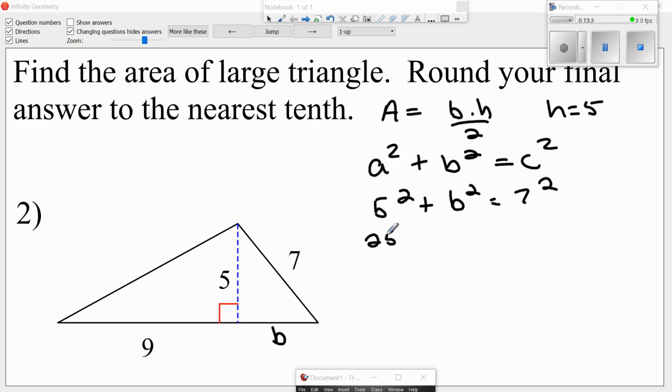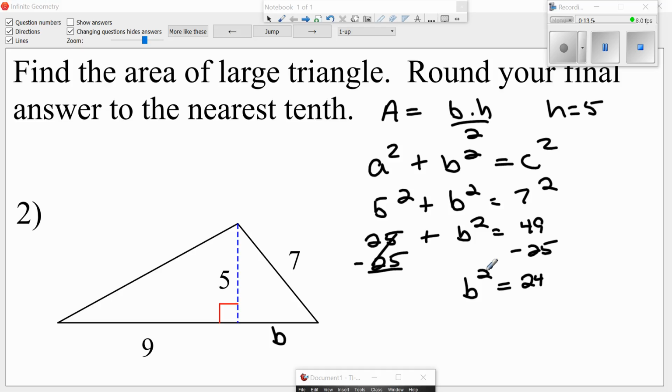Simplify. So simplified. Okay, make sure you get your variable by itself. So B is my variable. I'm adding something to it, so I'm going to subtract on the other side to keep it balanced. This will go away. B squared will almost be by itself. 49 minus 25, 9 minus 5 is 4, 4 minus 2 is 2.